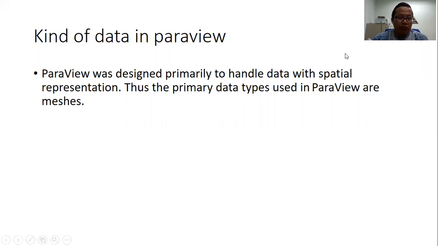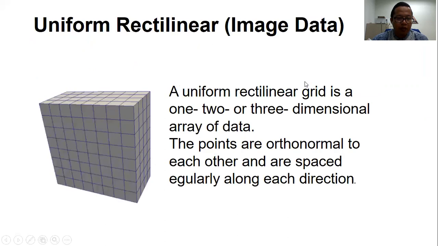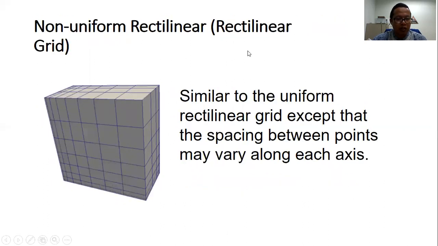ParaView was designed primarily to handle data with spatial representation. Thus, the primary data types used in ParaView are meshes. For example, like this. This is a uniform rectilinear grid, a one, two, or three dimensional array of data, so all the spacing is the same. This is uniform, rectangular actually. This one is non-uniform. You can see this one is non-uniform.